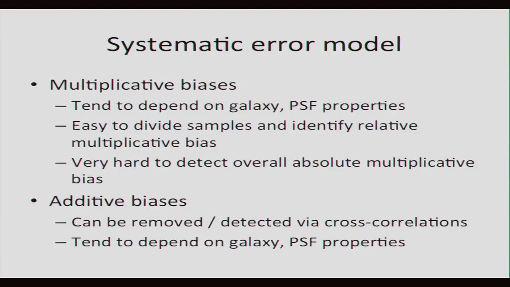I just wanted to briefly mention the way weak lensers tend to think about systematic errors, some of the language we tend to use. So, multiplicative bias. I should have put the equation in the slides, but we have a shear estimate, which I'm calling G hat.